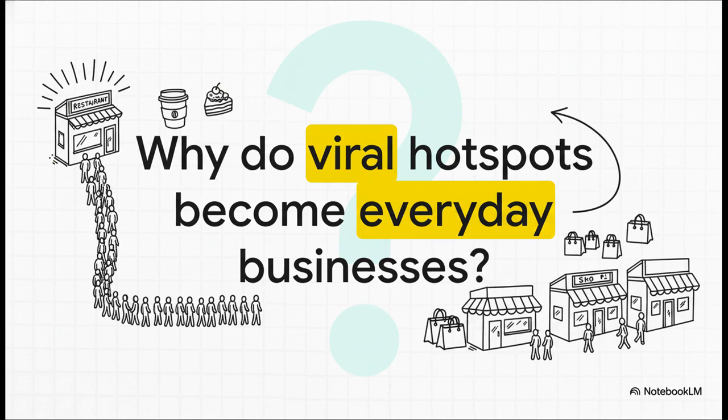And we're going to unpack all of this by tackling one central question. Just think about it for a second. That amazing, one-of-a-kind restaurant or shop that popped up, it had lines around the block, everyone was talking about it, and then maybe a year later, it just felt like one of a dozen similar places. How does that happen? Why? Well, the answer is all about the economic life cycle we're about to break down.